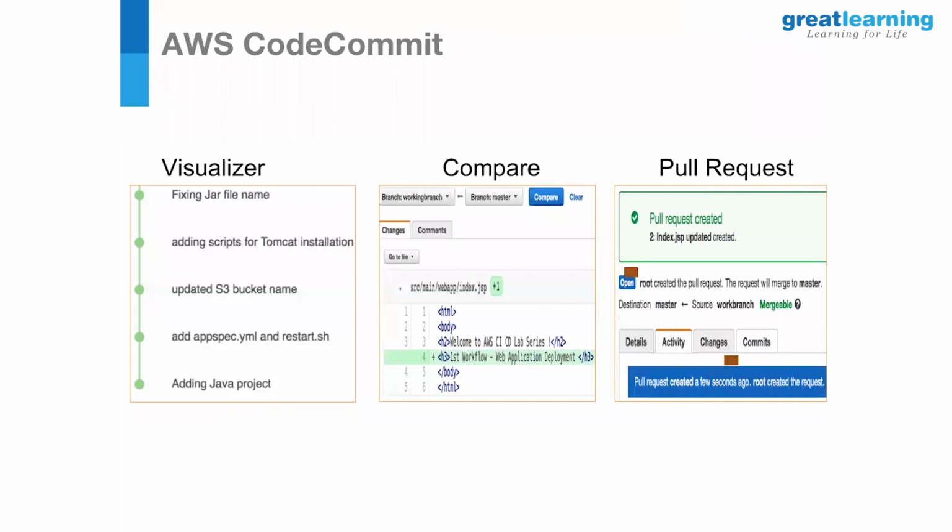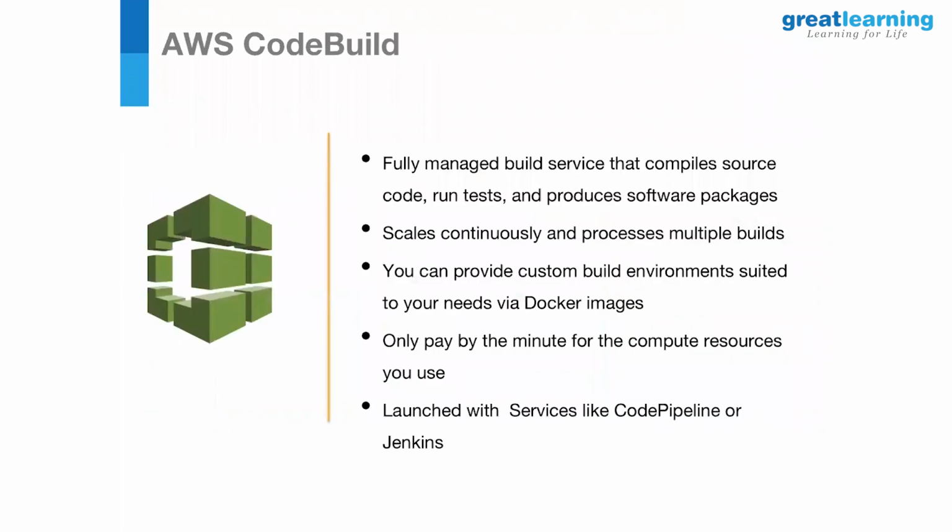Now that we have seen CodeCommit and found a place to store our code, let's move on to the other logos in our workflow. The next one we're going to talk about is AWS CodeBuild. AWS CodeBuild is a fully managed build service in the cloud that compiles your source code, runs your unit tests, and produces artifacts that are ready to deploy.